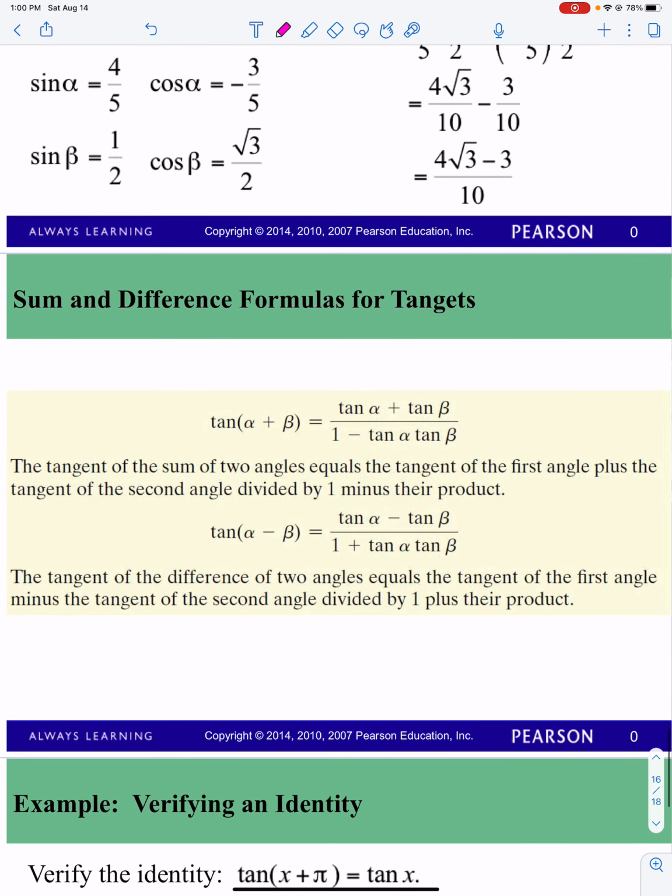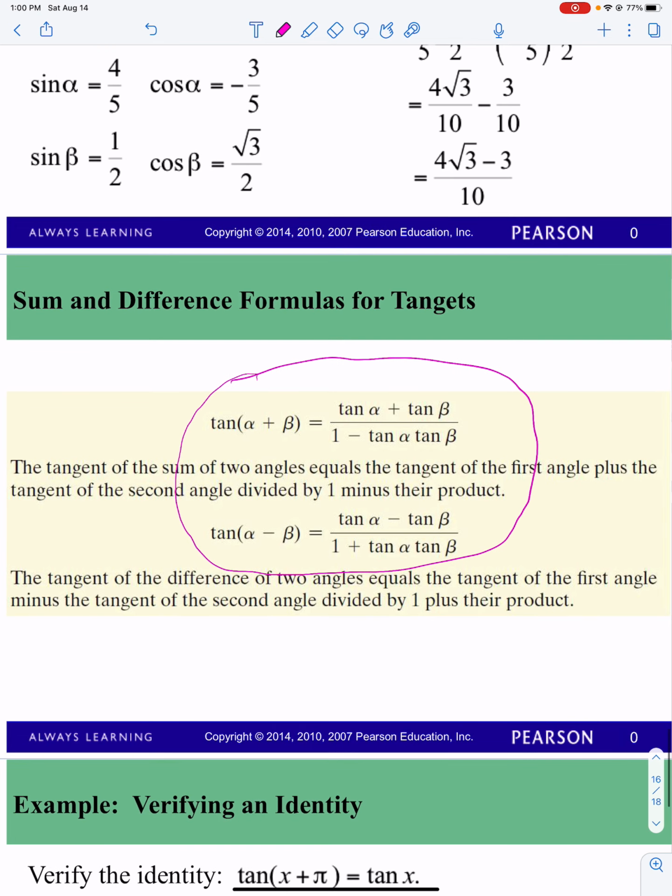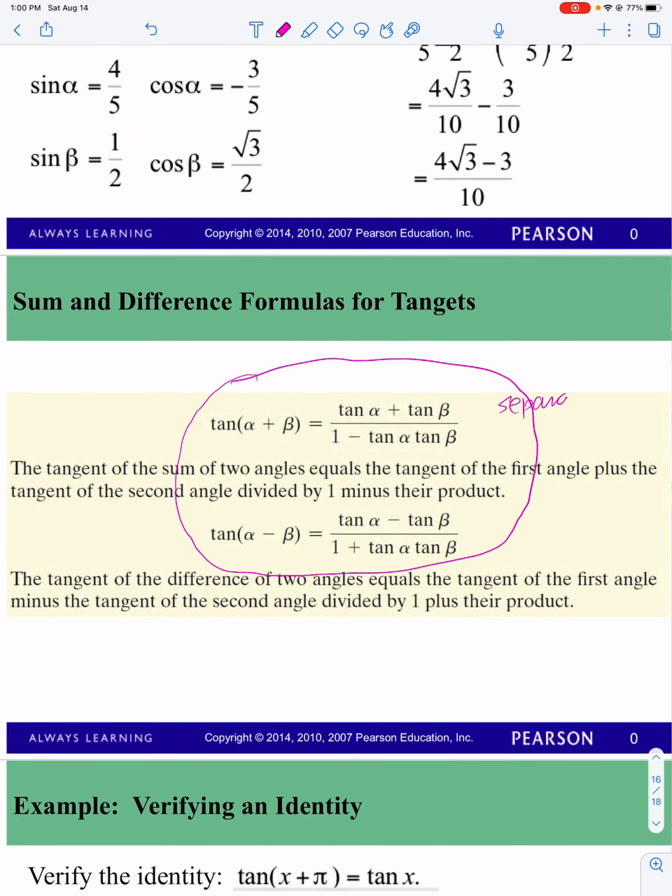Okay, so the next sum and difference formula, we have already learned for sine and cosine. Then we also wanted to remember what will be tangent. So tangent of alpha plus beta. I always remember it as: separate, over, multiply. So 1 minus multiply. It means tangent alpha plus beta is always separated: tangent alpha plus tangent beta. And then what will you do? If here is plus, here will be minus. So it's the opposite sign.